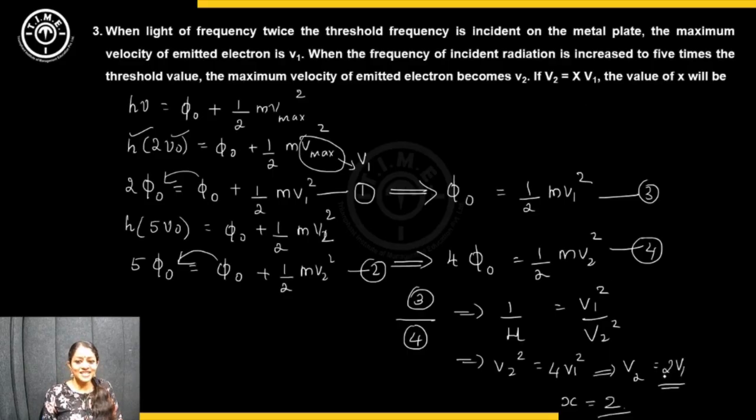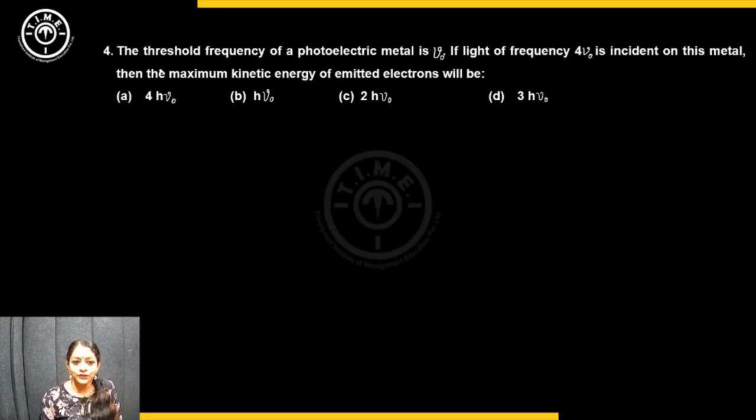So what is the value of x? In place of x, we have 2 over here, isn't it? v2 is equal to 2 times v1. So the value of x is 2. The answer for this question is 2. Hope it is clear.